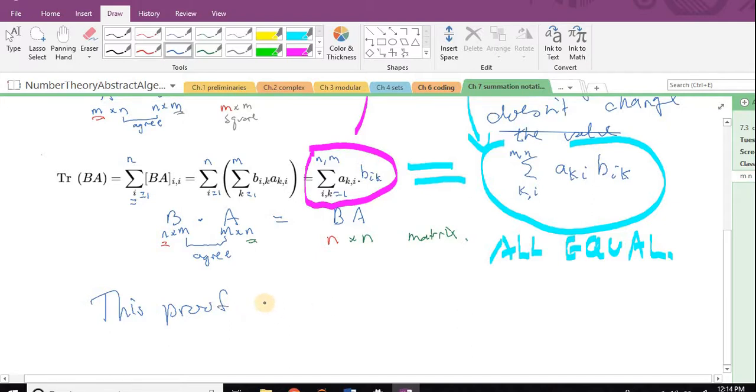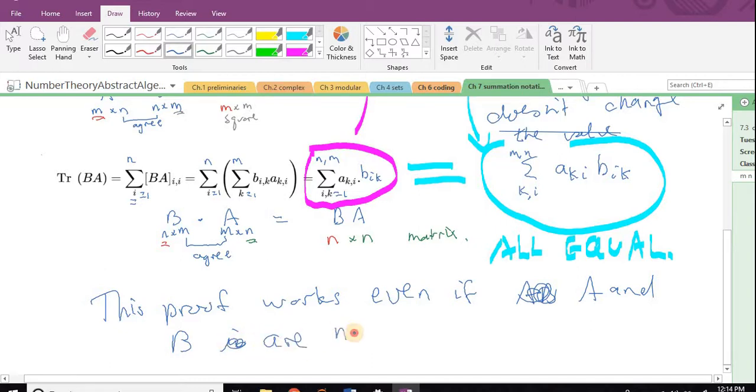Say it again. Yes, this is in the OneNote. Sorry? This is in the class OneNote? Yes. Yes, this is in OneNote.